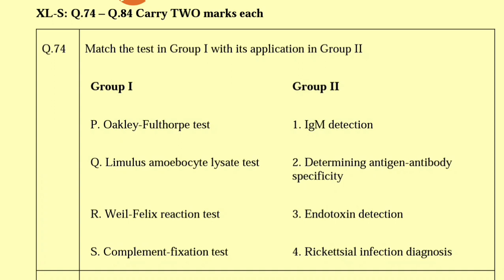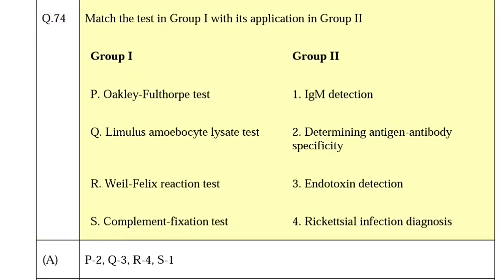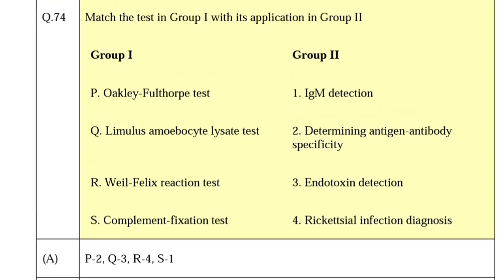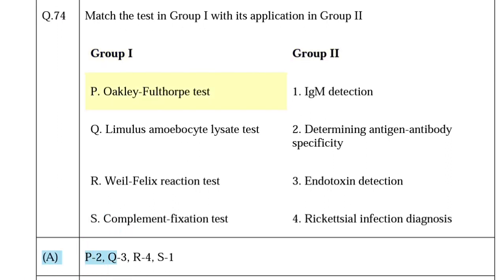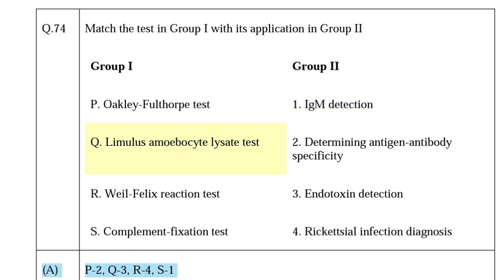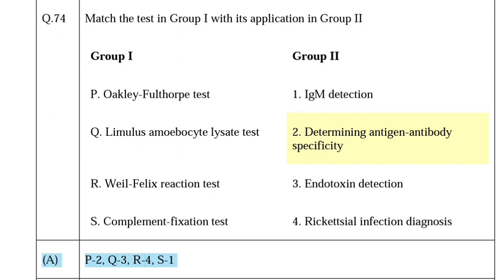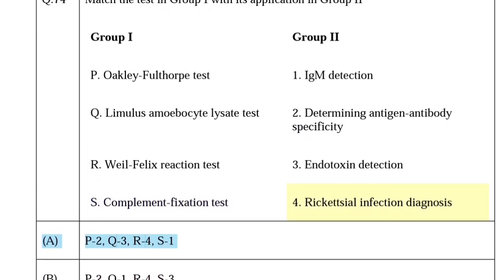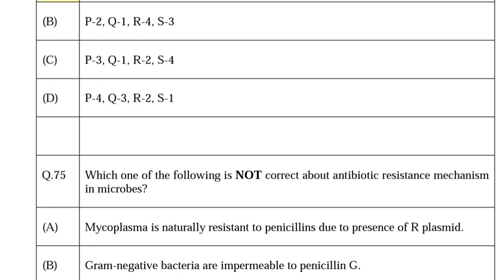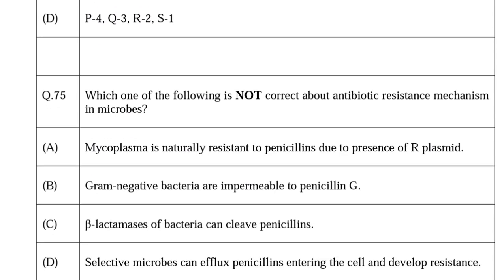Q74 to Q84 carry 2 marks each. Q.74. Match the test in Group 1 with its application in Group 2. Group 1: P. Oakley-Fulthorpe test, Q. Limulus amoebocyte lysate test, R. Weil-Felix reaction test, S. Complement fixation test. Group 2: 1. IgE detection, 2. Determining antigen-antibody specificity, 3. Endotoxin detection, 4. Rickettsial infection diagnosis. A. P2, Q3, R4, S1.